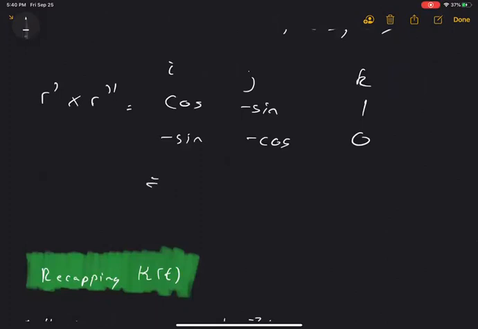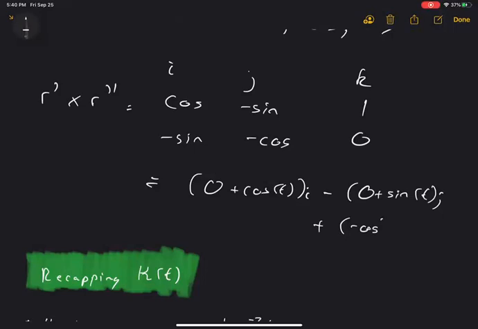0 minus 0 plus cosine t i minus 0 plus sine t j plus negative cosine squared minus sine squared.